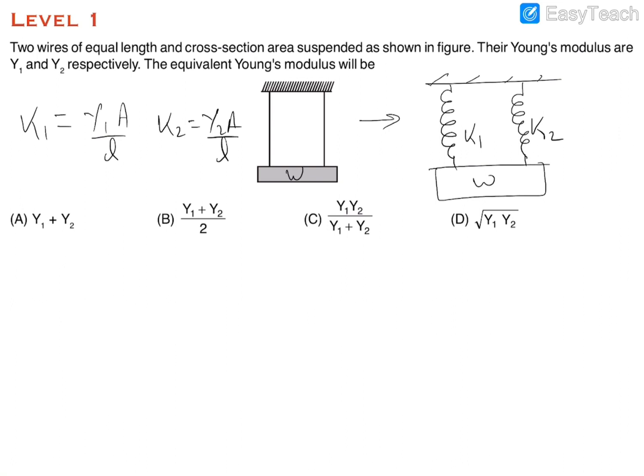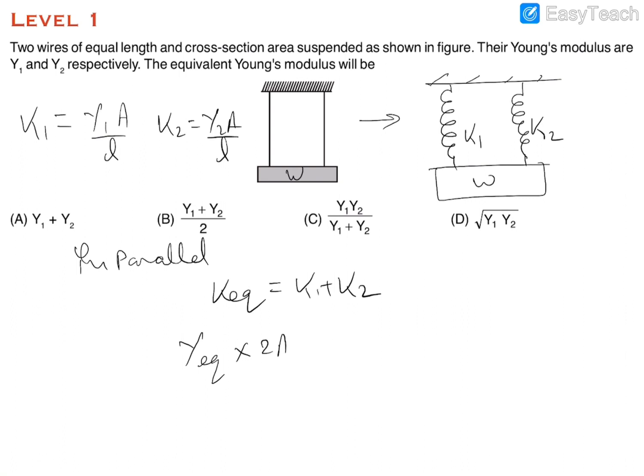Now in parallel, the equivalent spring constant K equivalent is equal to K1 plus K2, and equivalent spring constant will be gamma equivalent into area. Now we know that if we consider that A is the cross section of one of the wires, then for both of the wires, the total cross section would be 2A, because with this load, a total of A and A, 2A cross section is connected.